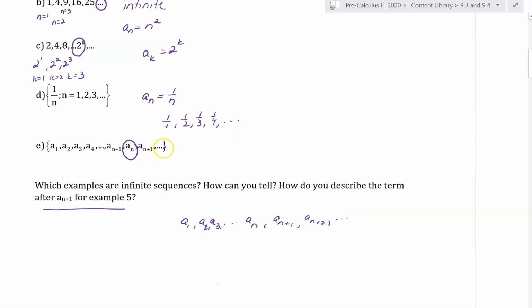Okay, so again, the infinite sequences, which is what we're going to focus on, would have the 3 dots indicating that it's an infinite sequence.